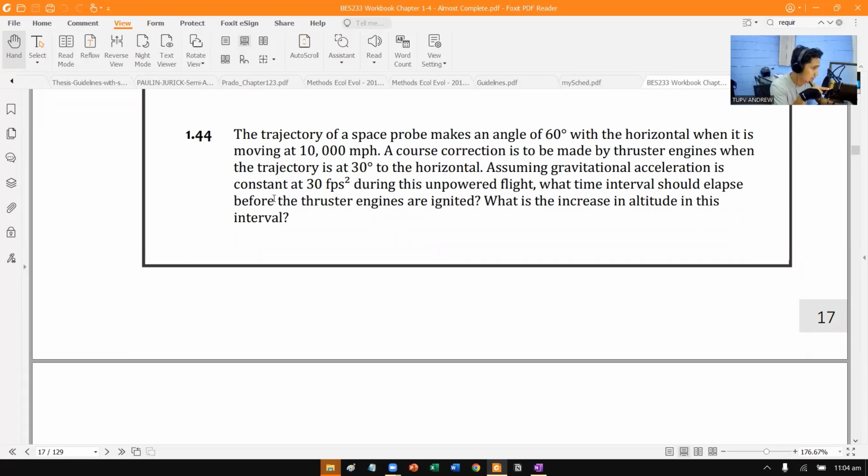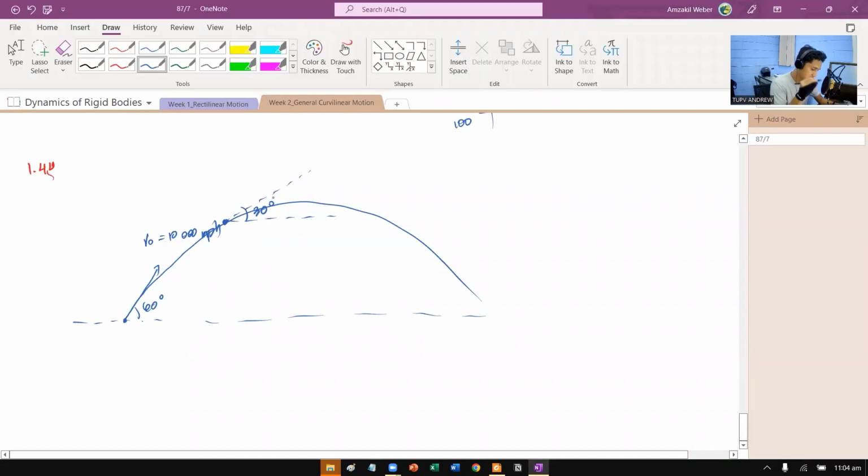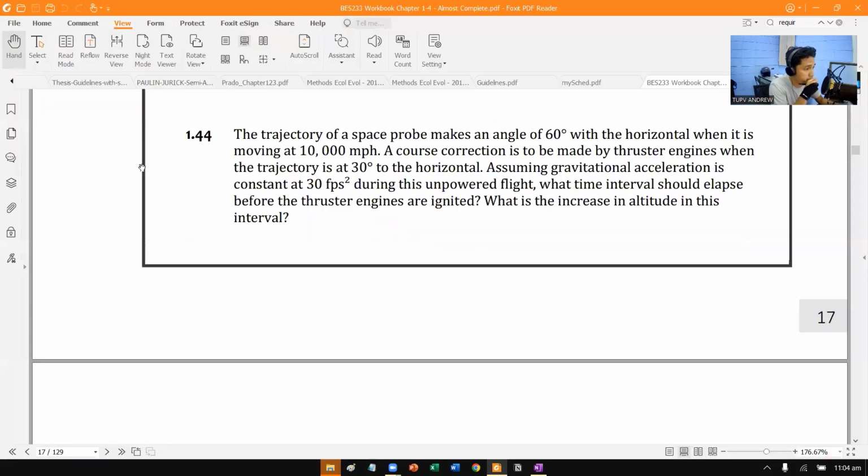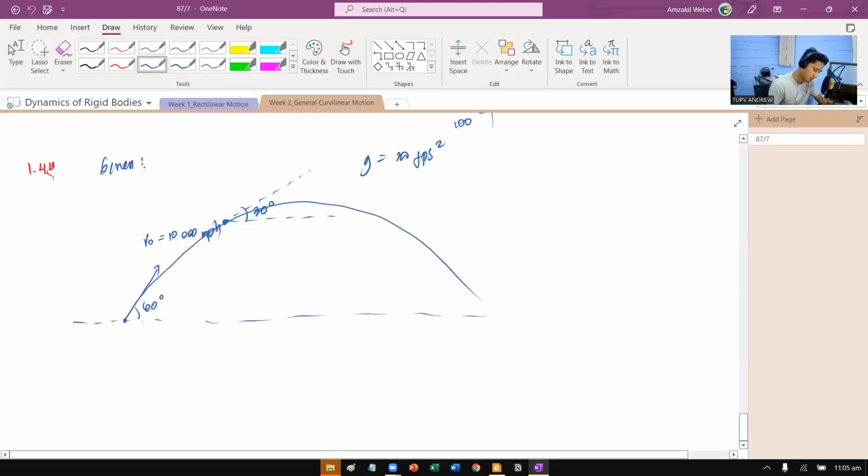Assume gravitational acceleration is constant at 30 feet per second. So, gravity is 30 feet per second squared. We are given the illustration. During this unpowered flight, what time interval must elapse before the thrust engines are ignited? And what is the increase?